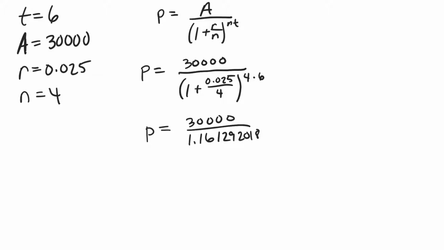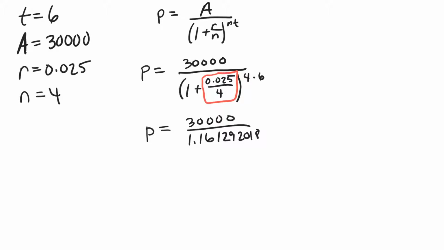So the first thing I did was I typed that 0.025 divided by 4 in the calculator and got an answer. And then I added 1. And then after I got that answer, I raised that to the 24th power.